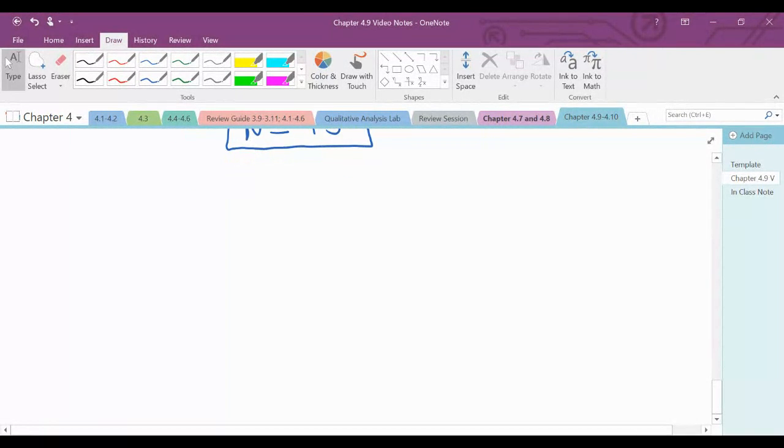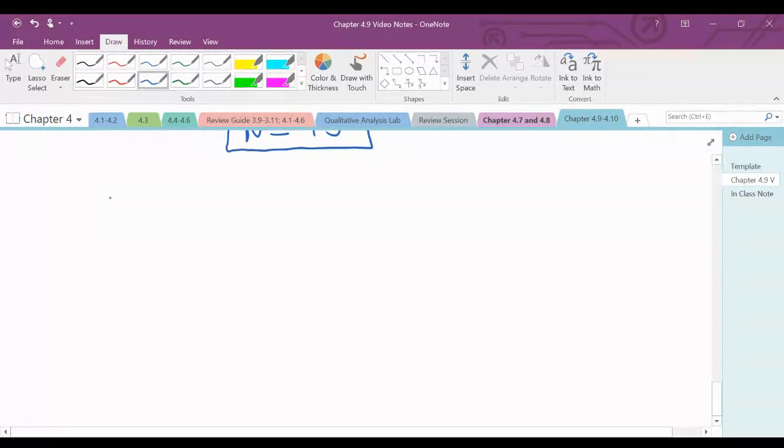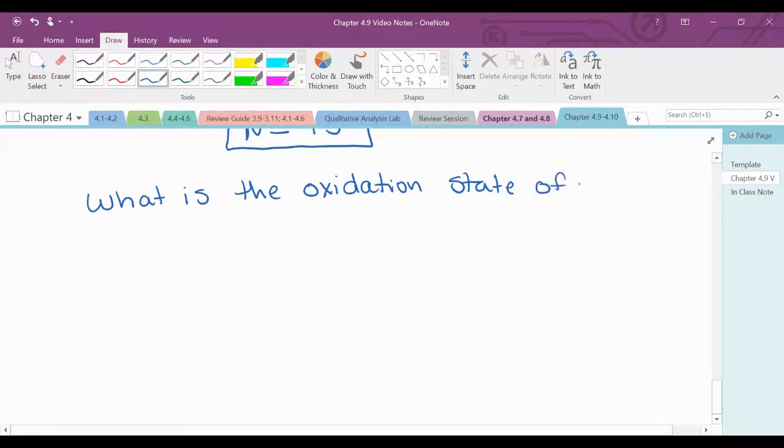So let's do one with a transition metal. What is the oxidation state of iron?